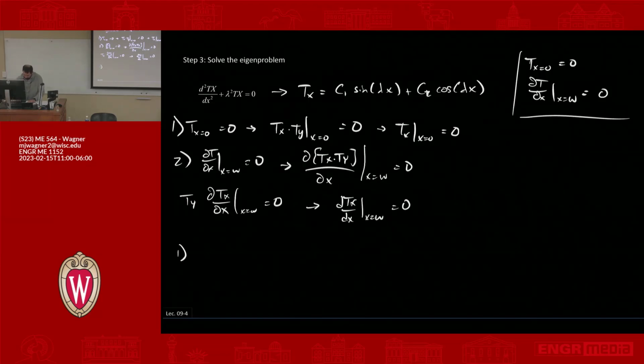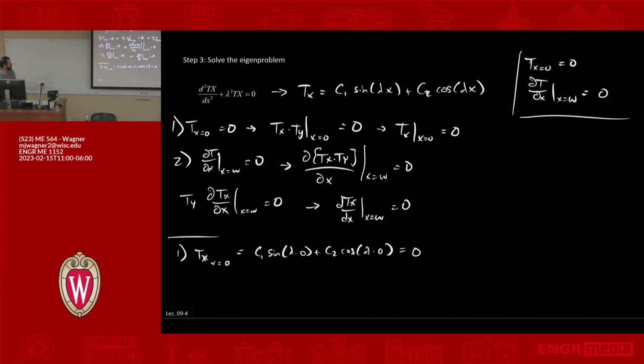So let's take on boundary condition 1, and let's enforce it. So we're going to say now T(x), our function T(x) evaluated at x equals 0 is what? It's our general solution up there, that T(x) at the top, evaluated at x equals 0. So that is C1 times sine of lambda times 0 plus C2 times cosine of lambda times 0. Okay, and that all equals what? That equals 0, right? Because our temperature is 0.